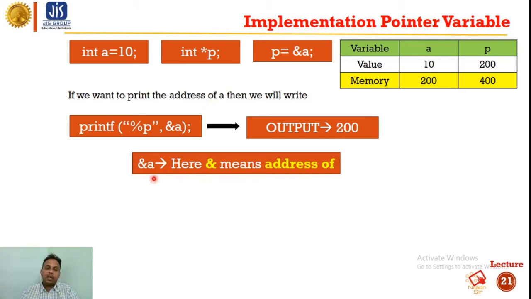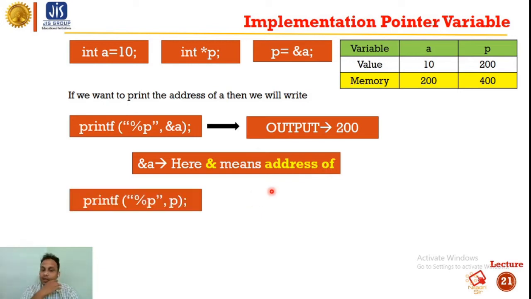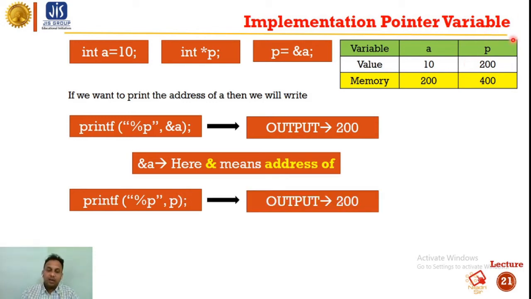Next, ampersand A means address of. So address of A will be fixed. A will be 10, so the address of 10 will be 500. Now we will again print percentage p comma p. What will it print? What is the value of p? The value of p is 200. Okay, so it will print 200.